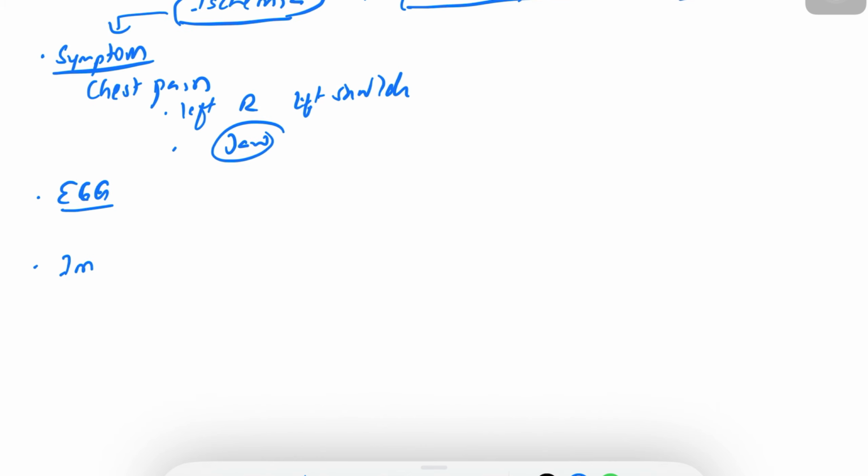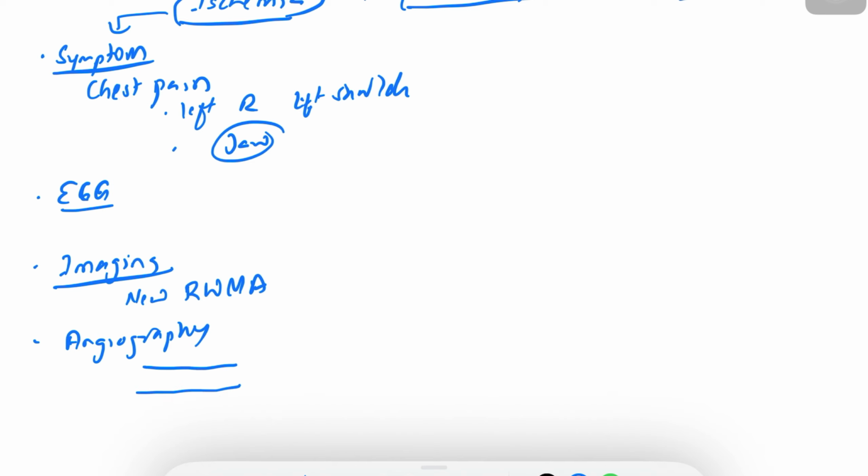There can be imaging evidence of a new regional wall motion abnormality in echocardiography, or during angiography there can be documentation of intracoronary thrombus. So there can be intracoronary thrombus as well.